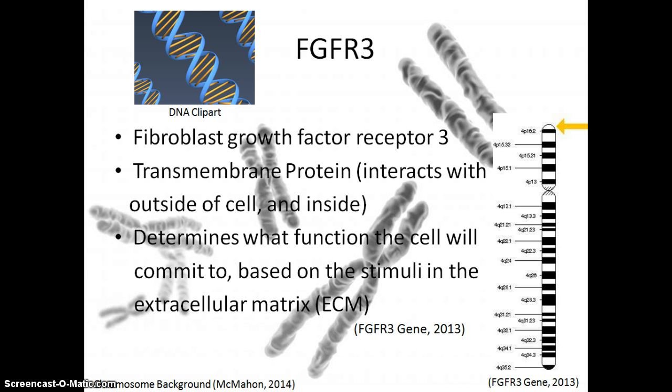FGFR3, or fibroblast growth factor receptor 3, is another protein that's produced from chromosome 4. It is a transmembrane protein, which means it interacts with the outside of the cell and inside by being inside the plasma membrane. It determines what function the cell will commit to based on the stimuli in the extracellular matrix outside of the cell. And this gene can be found also on the telomere region of the short end of chromosome 4.